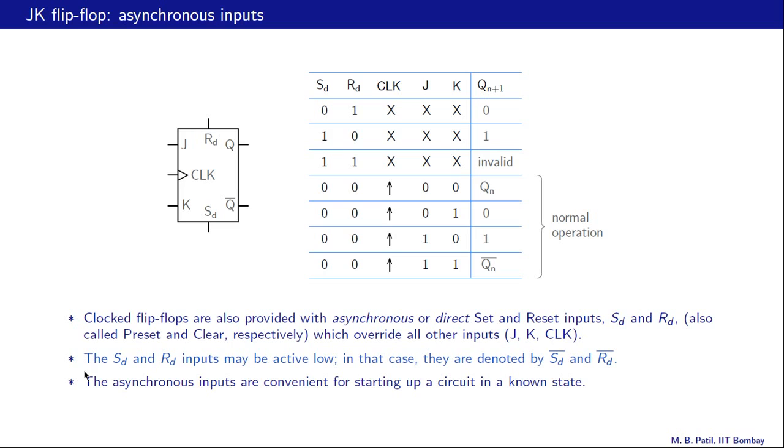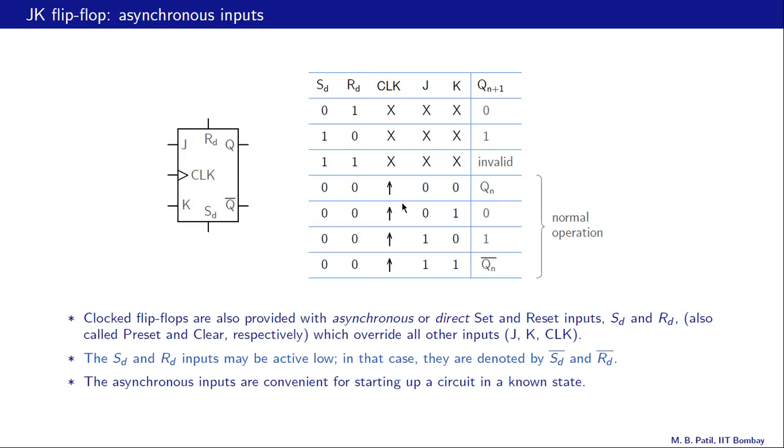Alright, the SD and RD inputs may be active low. In that case they are denoted by SD bar and RD bar. The asynchronous inputs are convenient for starting up a circuit in a known state. So that is why they are provided. Also, as we will find out later, these inputs can be used for making up some of the counter circuits. Alright, let us look at how these SD and RD inputs work. When SD and RD are both 0, these 4 entries here, that corresponds to the normal operation of the flip-flop.